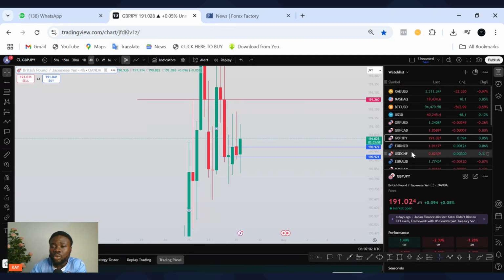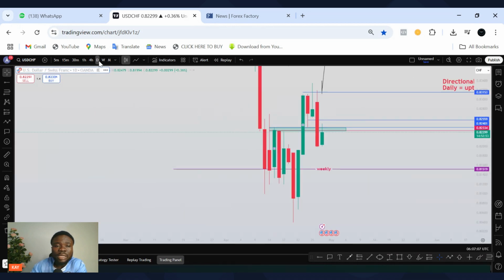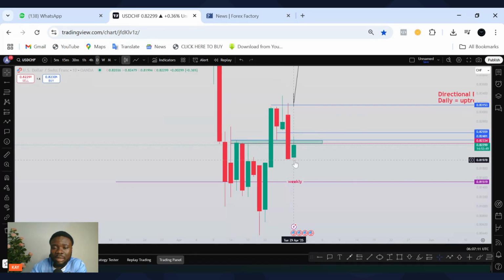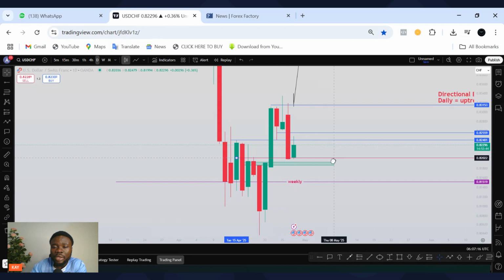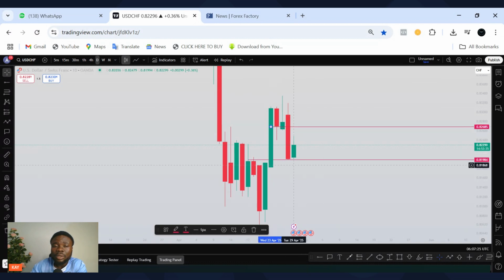Looking at USDCHF, on the daily time frame, the trend is currently what? An uptrend. You're having a lot of consolidation areas over here. We have this support over here, another support over here. The daily time frame price has broken out from the zone and I'm expecting a pullback in the daily trend.